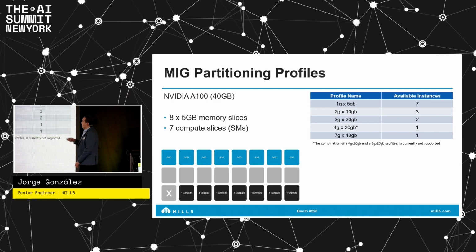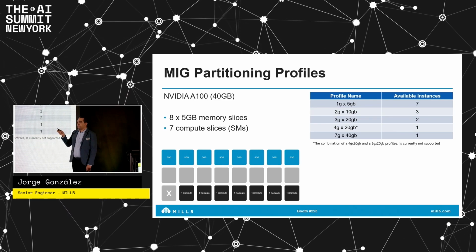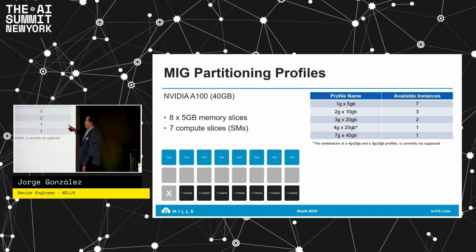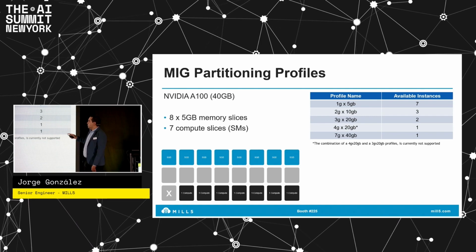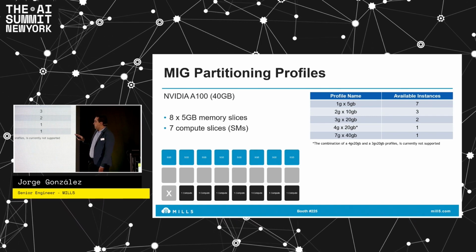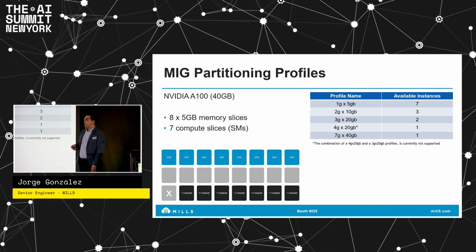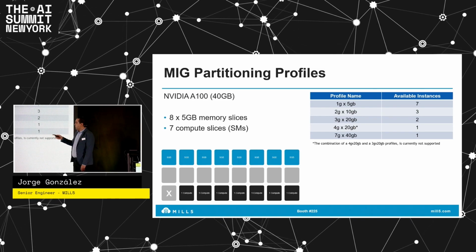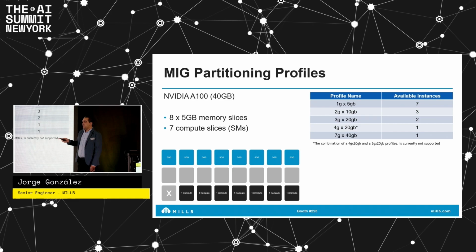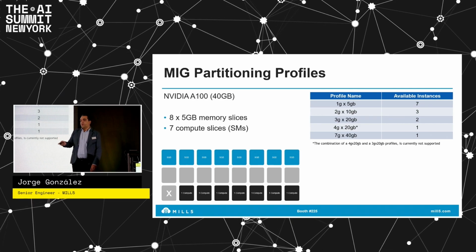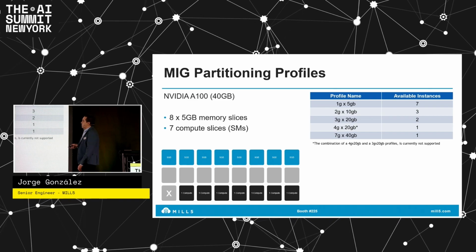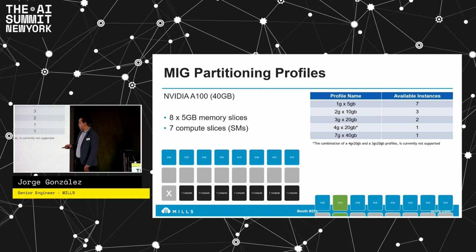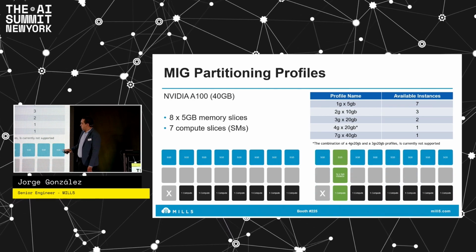And we can create up to 7 instances with one compute slice and 1 memory slice, 3 with 2 compute, 2 with 3 compute. Those are like the base profile that we can use. There is an exception. You might think that if you create a 4 compute instance with 20 gigabytes, you can create another one with 3 compute instances and 20 gigabytes as well, but that is not available currently.